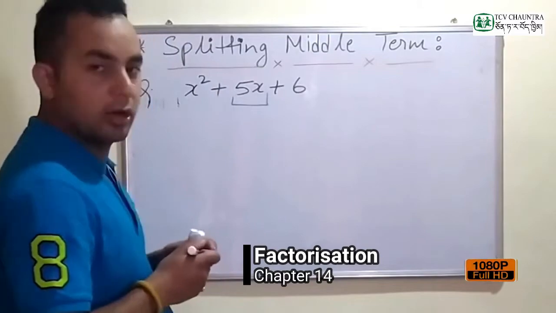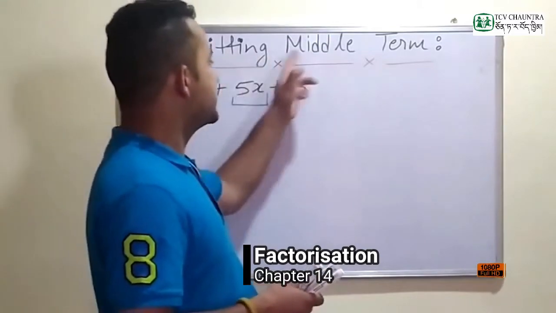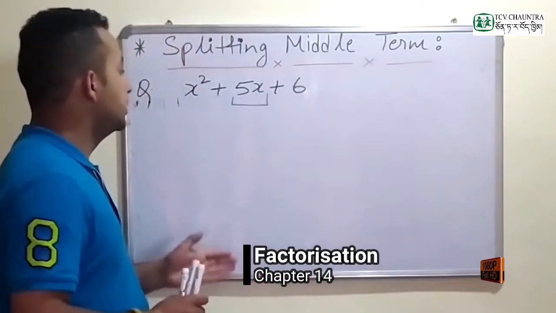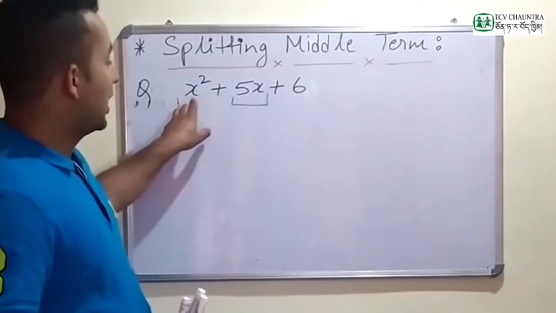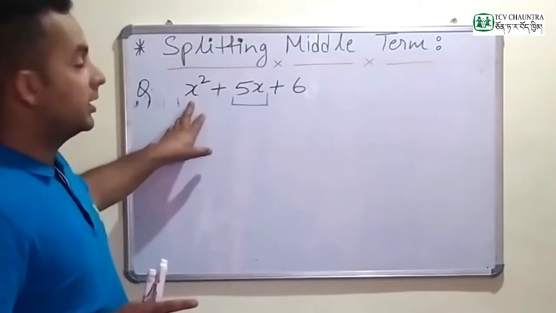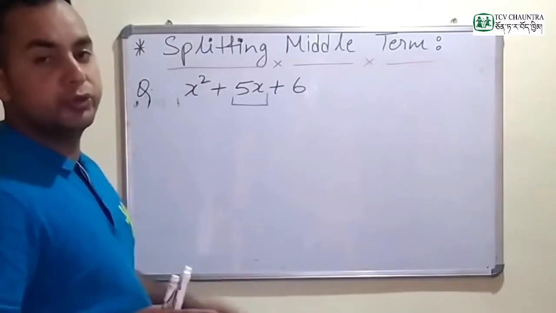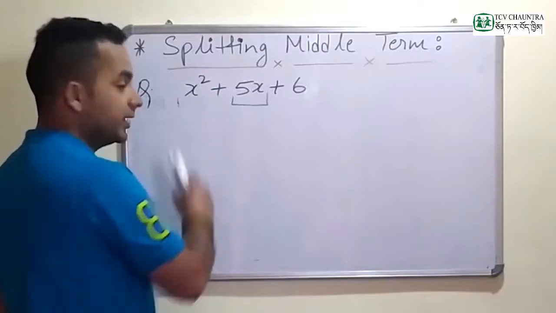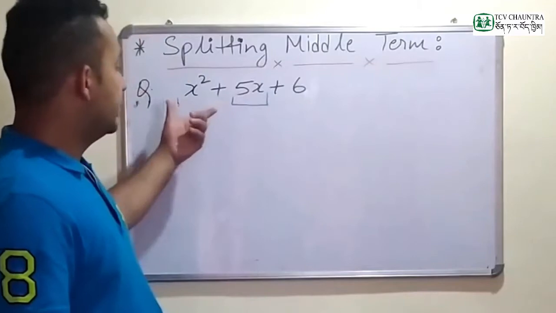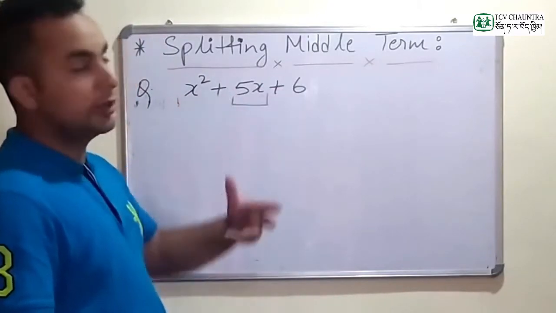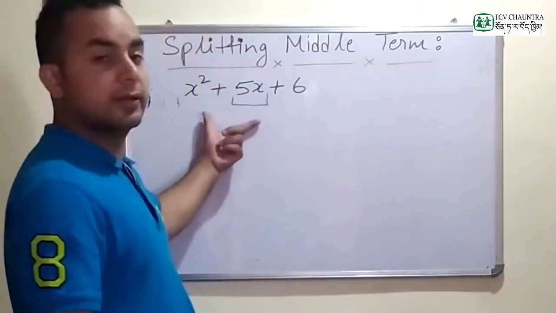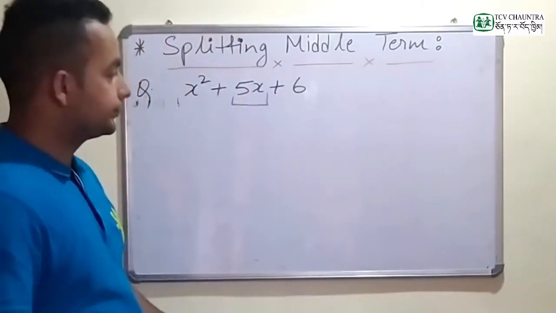What does it say? Okay, so when we are going to split the middle term, the first step is you are going to check whether the variable has the highest power 2. First you have a variable with highest power 2, and then a variable with highest power 1, and then the constant number. If your question is like this, then you will use the splitting middle term method to find out the factors of this question.